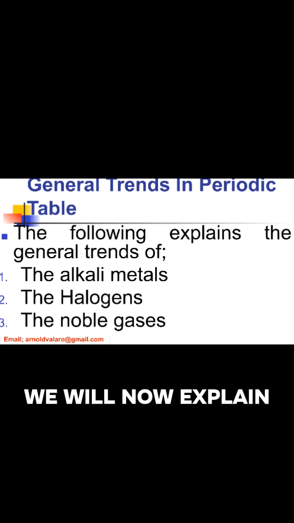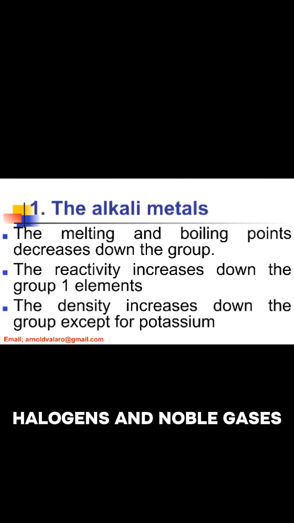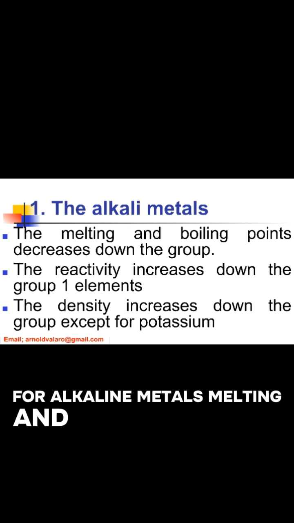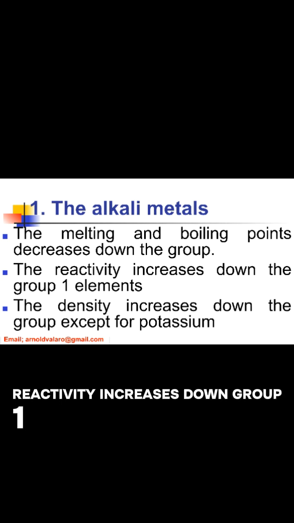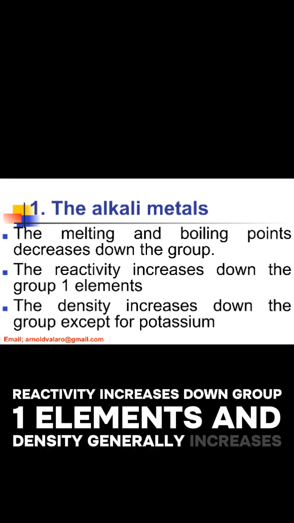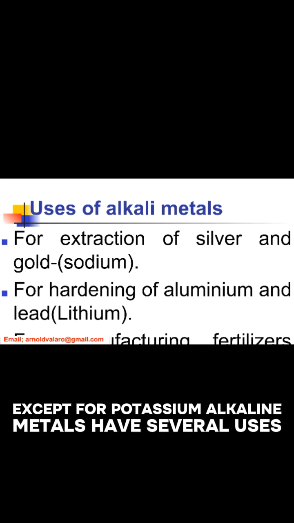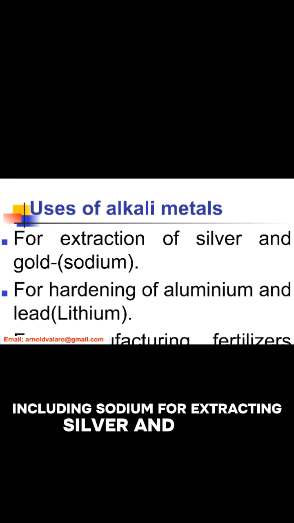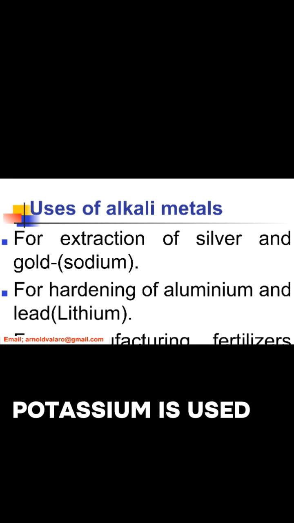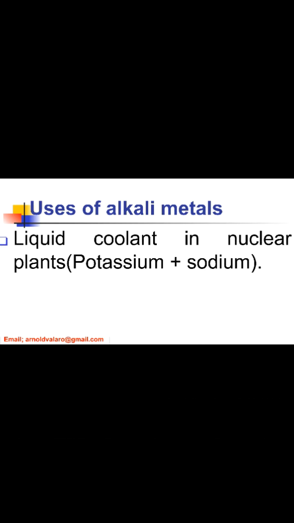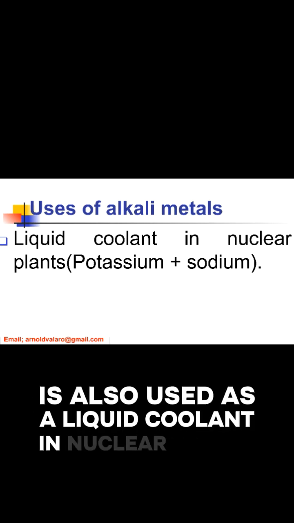We will now explain the general trends for alkali metals, halogens, and noble gases. For alkali metals, melting and boiling points decrease down the group. Reactivity increases down group 1 elements, and density generally increases, except for potassium. Alkali metals have several uses, including sodium for extracting silver and gold, and lithium for hardening aluminum and lead. Potassium is used in manufacturing fertilizers. A mixture of potassium and sodium is also used as a liquid coolant in nuclear plants.